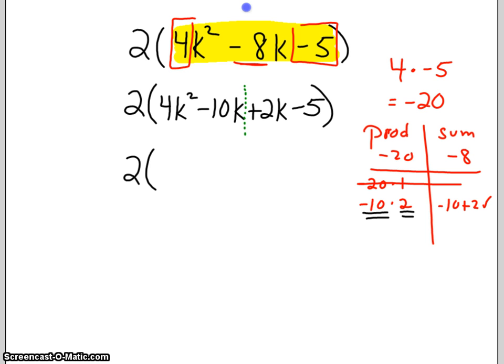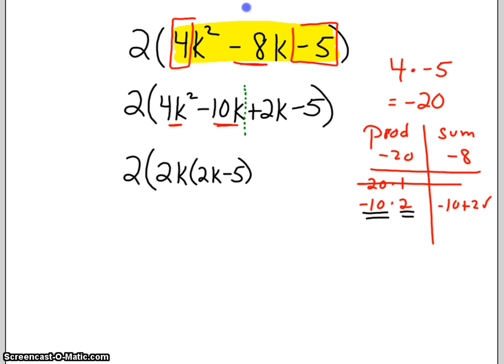Now, what's the greatest common factor of the first half? 4k squared and negative 10k. That's 2k. Now we need to see what's left. We're only looking at the first half. 4k squared divided by 2k is 2k. Negative 10k divided by 2k is negative 5.